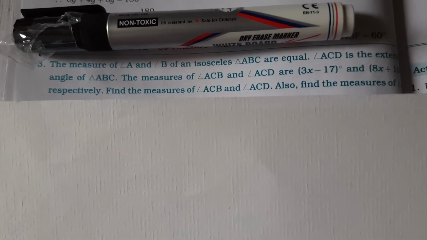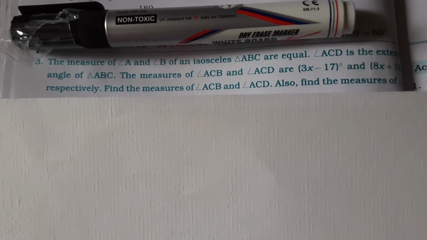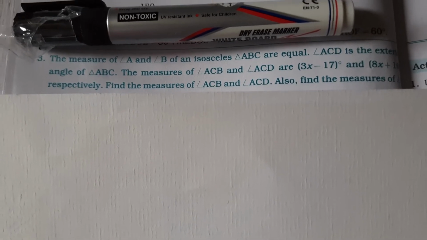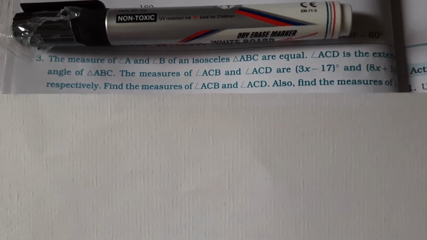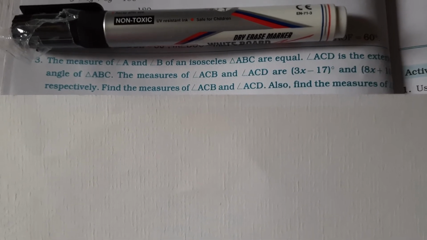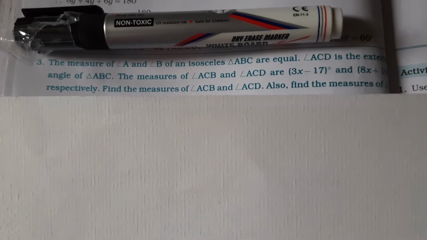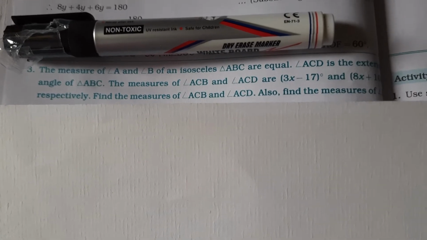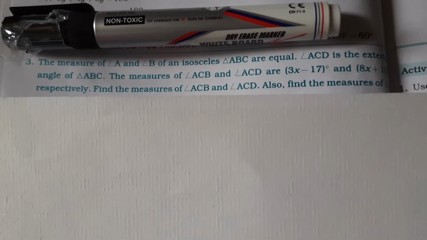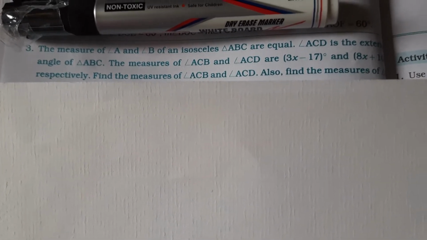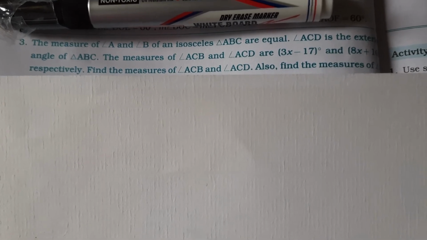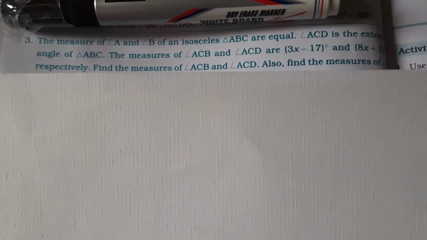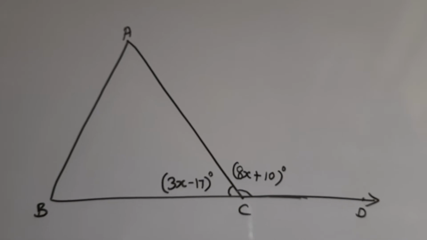So they want us to find the measures of angle ACB and angle ACD, which they have given, but it is an algebraic expression because it has got a variable x, children. Also they are asking us to find the measures of angle A and angle B. Okay, so first step will be we have to draw a rough figure. This question does not have a figure, so we will draw a figure for ourselves. So here is my rough diagram.